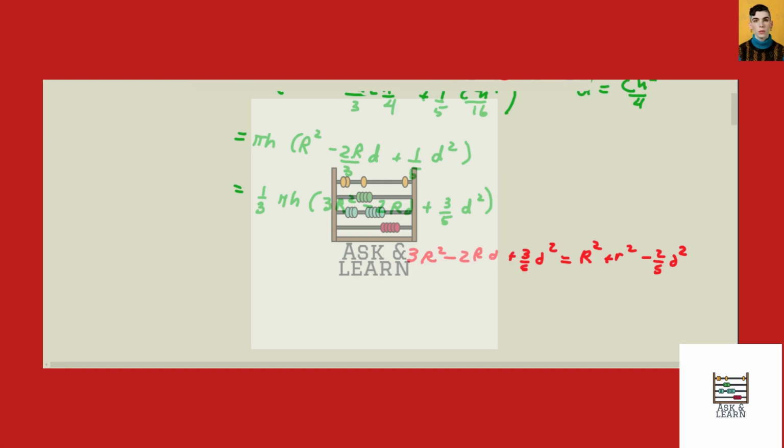Okay, so then I said, okay, I'm going to subtract big R squared from both sides. So now I have 2R squared. And I'm going to subtract 3/5 D squared from both sides. So I'm going to move it over there. So now I have minus D squared. Then I still have little r squared here, and I have minus 2RD over here.